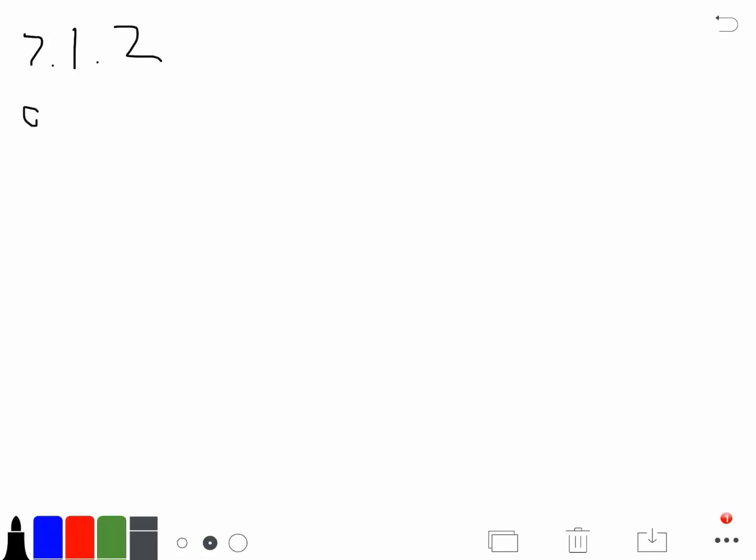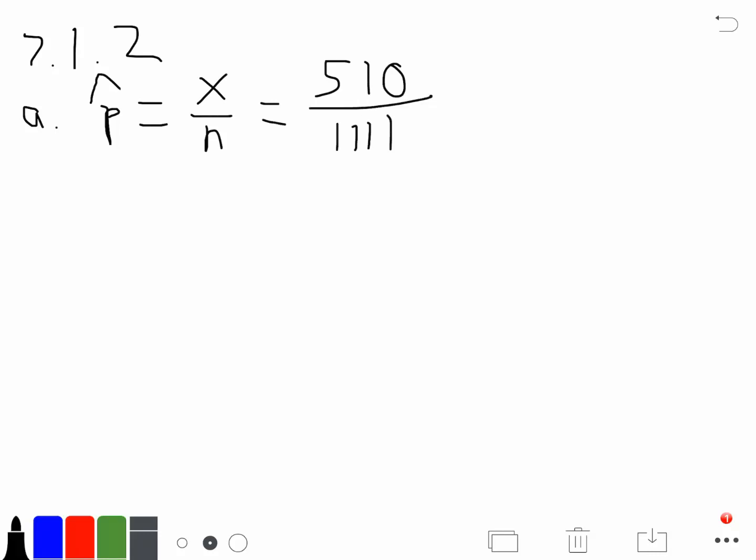So part A asks us to find the best point estimate of the population proportion P. They're asking us to find a P hat. To find P hat, we use the formula P hat equals X over N. The reading told us that X was 510 and that N was 1,111. They did ask me to round to 3 decimal places, so plug that in the calculator and you get 0.459.